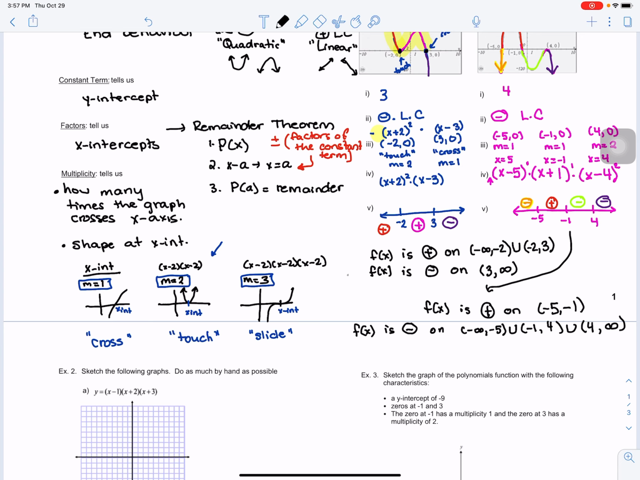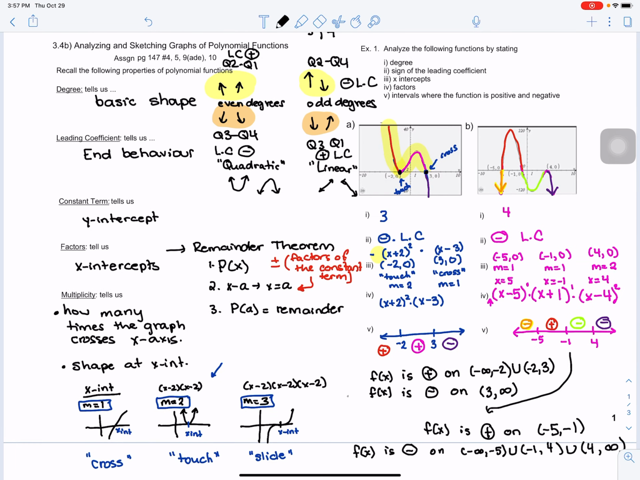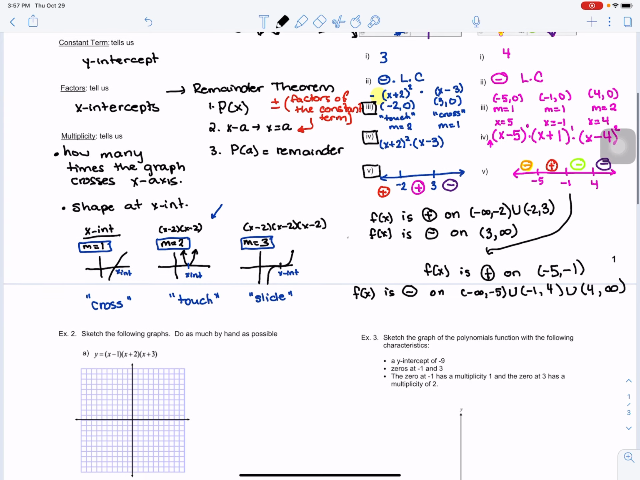Okay, so this is just taking everything we've done in the early part of the unit, and the only new aspects are the x-intercepts and the multiplicity. We never asked this to you before, but we are asking it to you now. So this is analyzing a graph of a function that's already given to you.